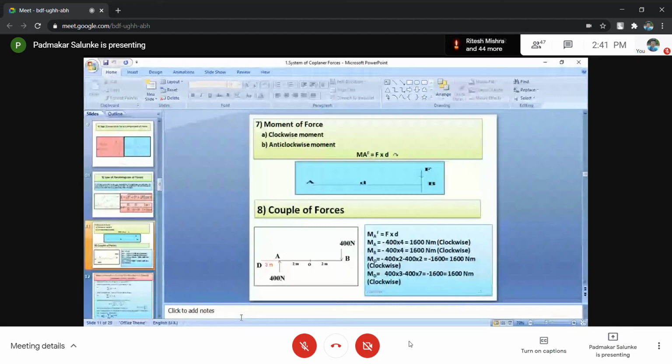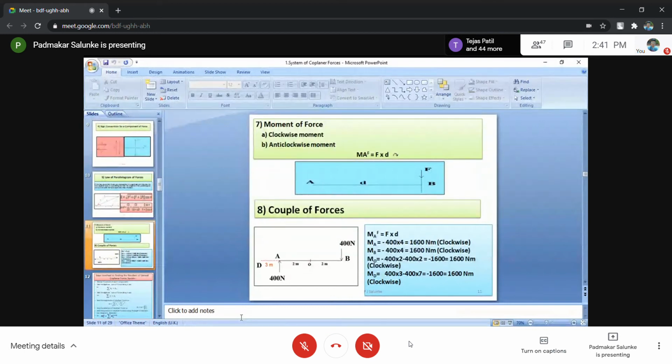If you are considering point A and B, and taking the moment at point A, 400 multiplied by 2: the force acting at point A is upward, 400 into 2, clockwise rotation, minus. Force acting at point B, 400 into 2, again clockwise, minus. So minus 400 into 2 and another minus 400 into 2. It becomes minus 1600, that is nothing but 1600 Newton-meter.